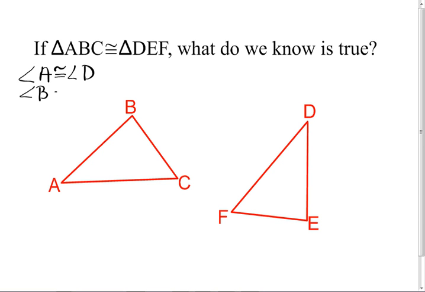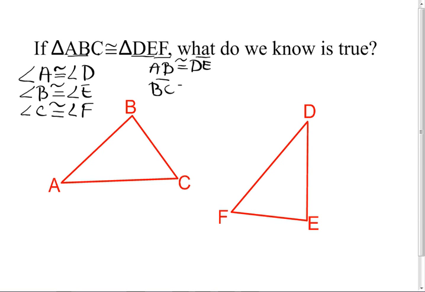Angle B is congruent to angle what? E. And angle C is congruent to angle F. I not only know that, but I know even more. I know that segment AB is congruent to DE. And we should put a little segment symbol above that. Okay, I also know that BC is congruent to EF. And I know that AC is congruent to DF. So I know all of that by definition.